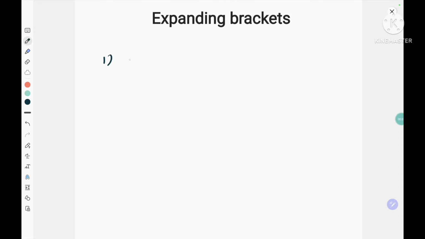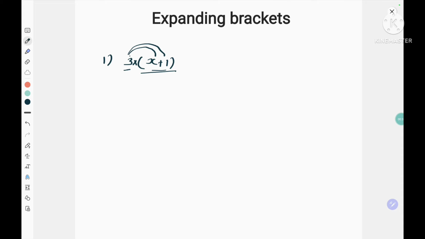So let's see the first example here, 3 in a bracket x plus 1. Here this 3 is multiplied by this bracket, okay. So here is an invisible multiplication sign. If there is a number next to a bracket with no sign in between, that means it is multiplication, but it is invisible. So this 3 outside, we have to multiply by each of the terms inside the bracket. Here in the bracket there are 2 terms, so one by one this 3 multiplies both terms.